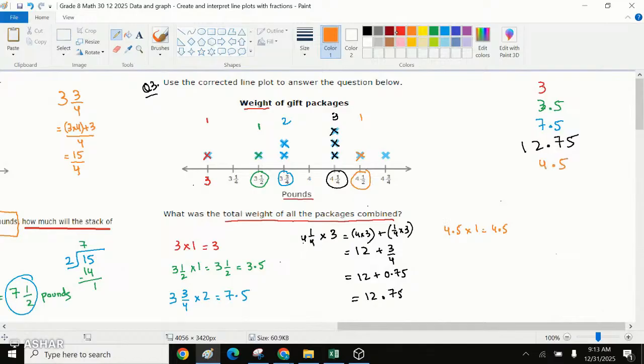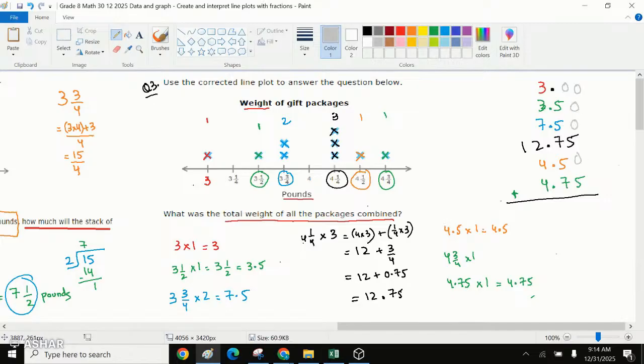And the last one, that is 4 3/4 multiplied by 1. That means 4.75 when multiplied by 1 would be 4.75 pounds, because this was still a single package. So we write this as 4.75. Whenever we need to add numbers with different decimal places, we try to give them all the same decimal places. So we put zeros over here.